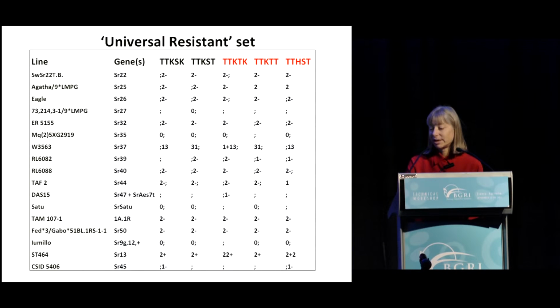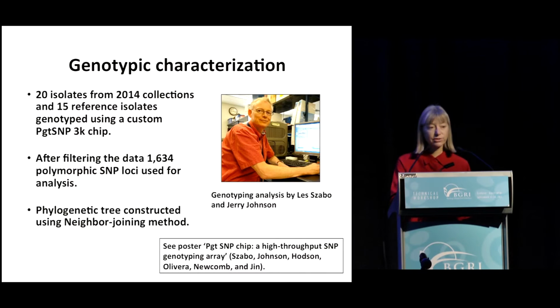One last point about this table is it shows a lot of phenotypic similarity between the new races and known UG99 races. But this phenotypic similarity by itself is not enough to show genetic relatedness. For that, we need genotype data. So shifting to the genotypic characterization, it's analysis that was conducted by Les Szabo and Jerry Johnson.